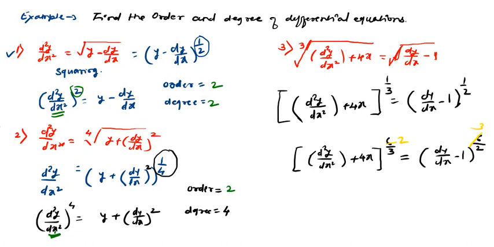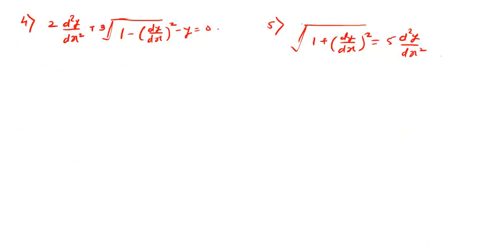Now if you observe here, this is like a plus b whole square, and if you split this, you will get a term like d2y by dx square raised to 2. This is the highest order derivative, and its order is 2. So the order is 2 and the degree of this differential equation will be 2 itself, because degree is nothing but the power of the highest order derivative, and that power is 2. We'll see the next example.